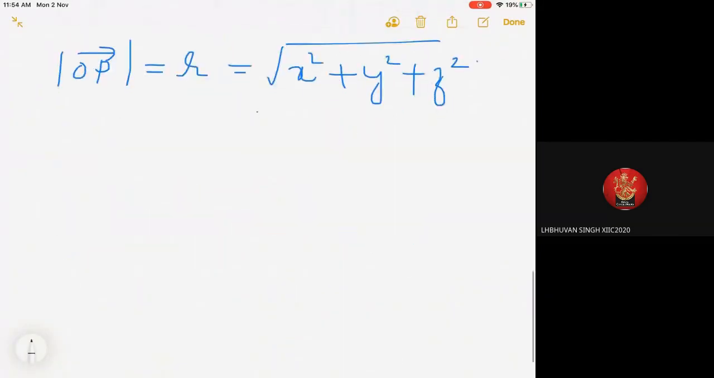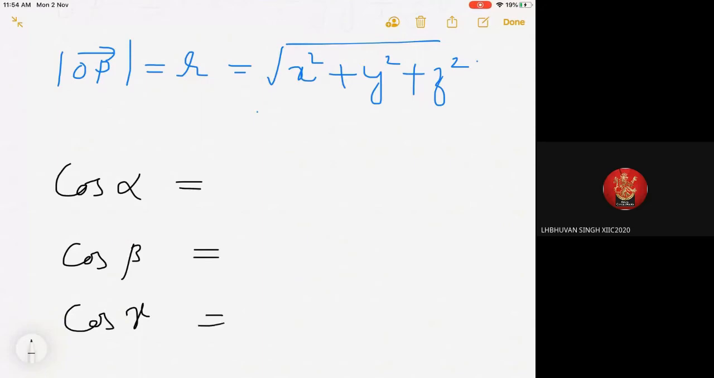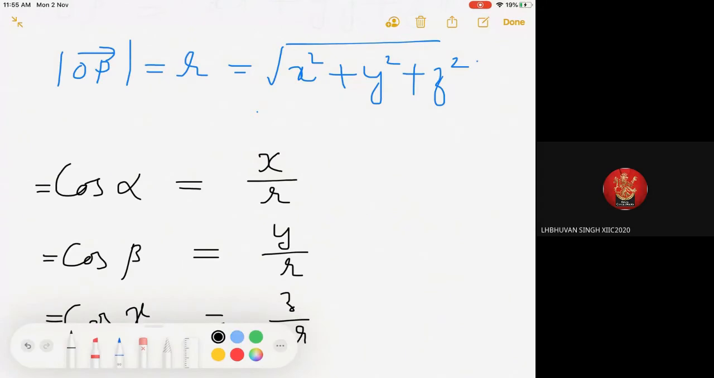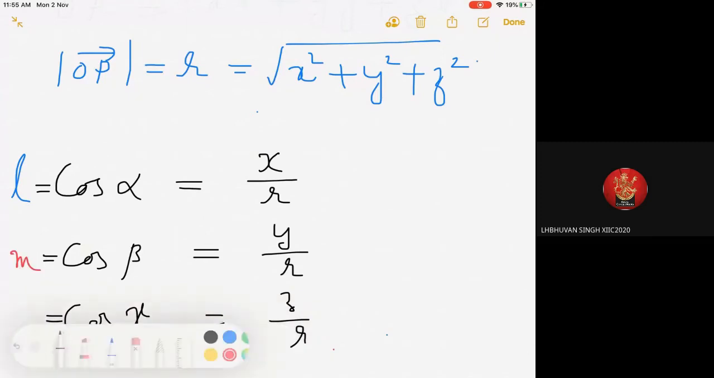Okay. So what we got there is cos alpha, cos beta, and cos gamma. I have shown you that cos alpha is x by r, cos beta is y by r, and cos gamma is z by r. And cos alpha, cos beta, cos gamma are nothing but your direction cosines L, M, N. Okay, so these are the direction cosines.